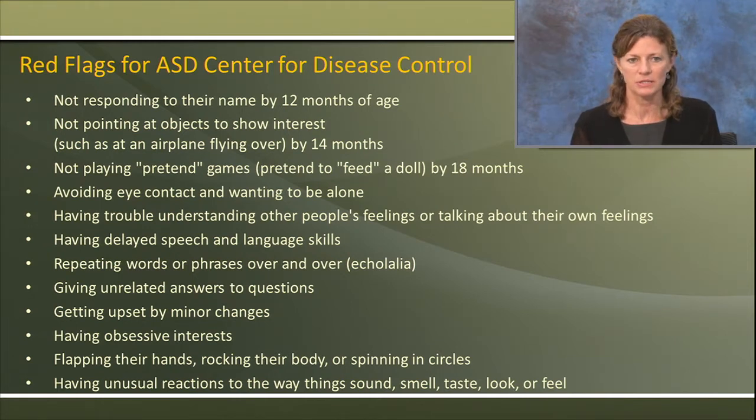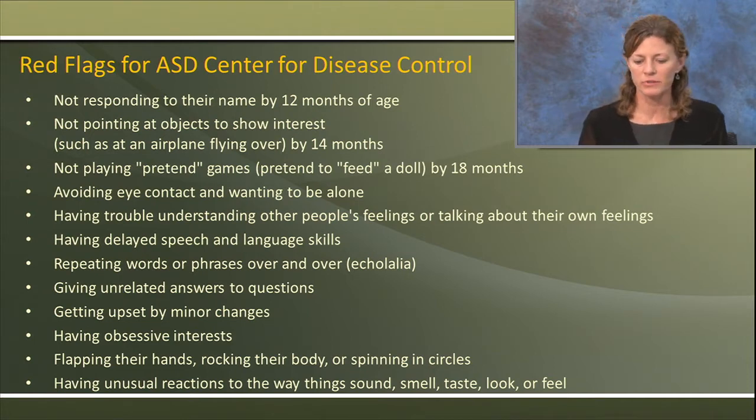Obsessive interests, really liking something to a point that it's interfering. For example, having a favorite red train that has to be carried around all the time, and if that red train is lost, it leads to major upset. Or having a topic of interest, for example, loving dinosaurs, so that it's only movies and books on dinosaurs that the child is interested in. And then finally, flapping hands, rocking, motor mannerisms that might be occurring.